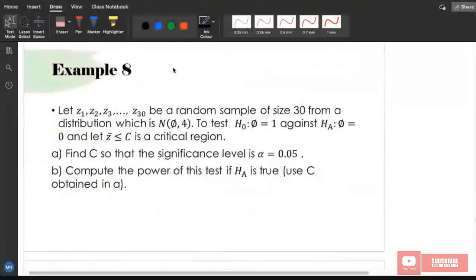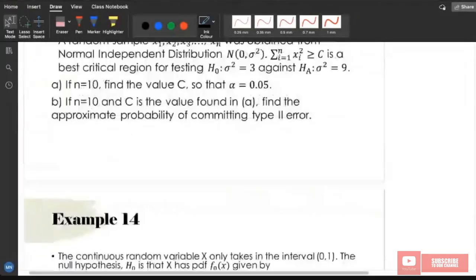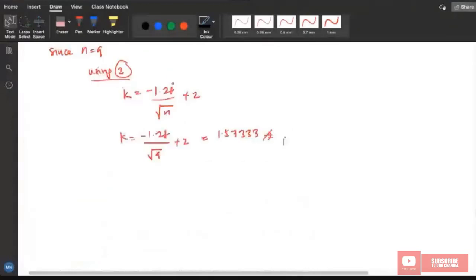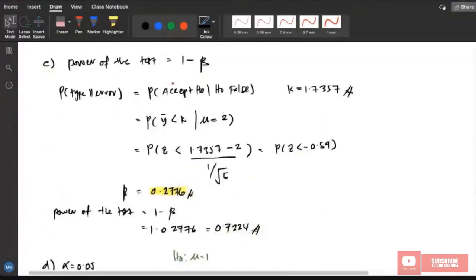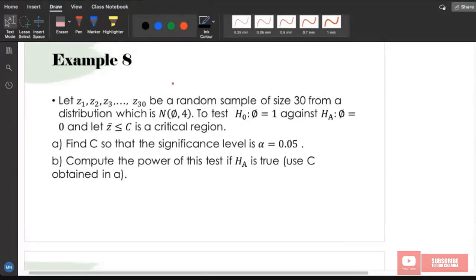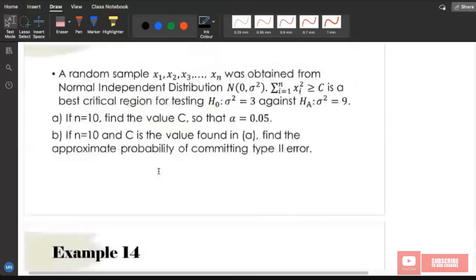So I have more examples until example number 14. I think I'm very tired right now. I spoke a lot and showed you a lot. So why not you try example number 8 now. Right? I just want to see whether you can do it or you cannot do it. So we have example 8 until 14.